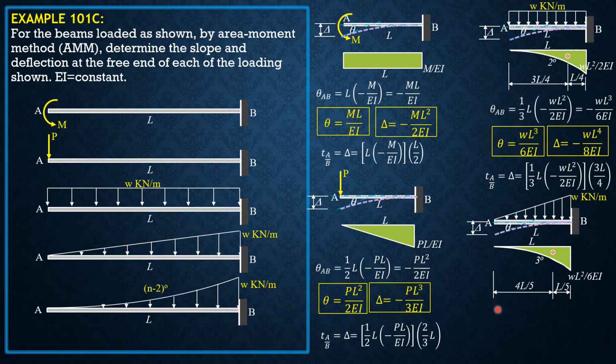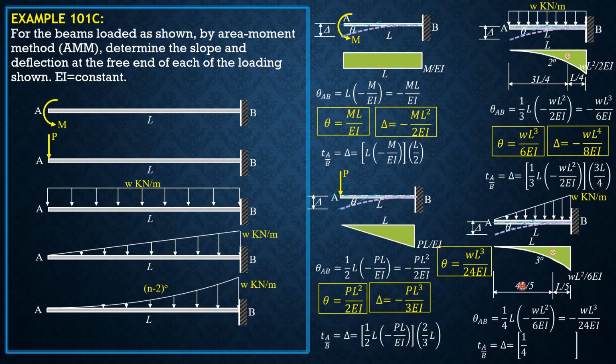So theta is the area of the diagram. Theta AB is 1 over n plus 1, 1 over 3 plus 1, so 1/4 L times negative WL square over 6EI. So that's negative WL cube over 24EI. But the slope at the free end is positive. It is WL cube over 24EI. While the deviation of A relative to the tangent at B is this same area times moment arm, which is 4/5 of L.